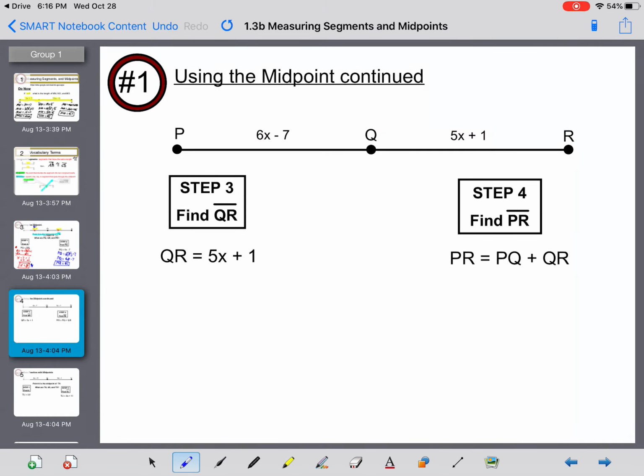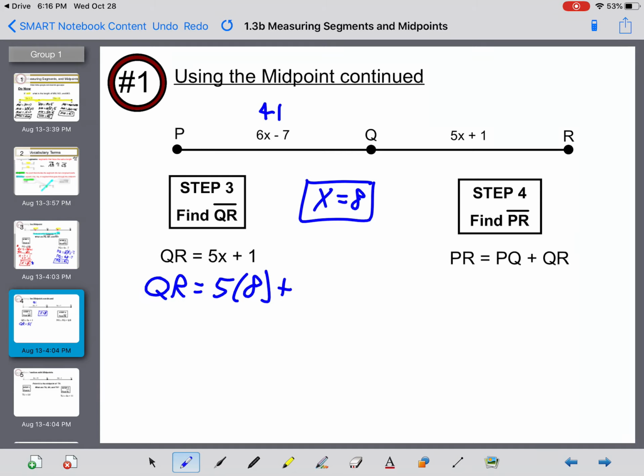Step 3 is to find the length of QR. Well, we know PQ is 41, and we're trying to find QR, and x equaled 8. So QR is equal to 5 times 8 plus 1. 5 times 8 is 40. Plus 1 makes 41.